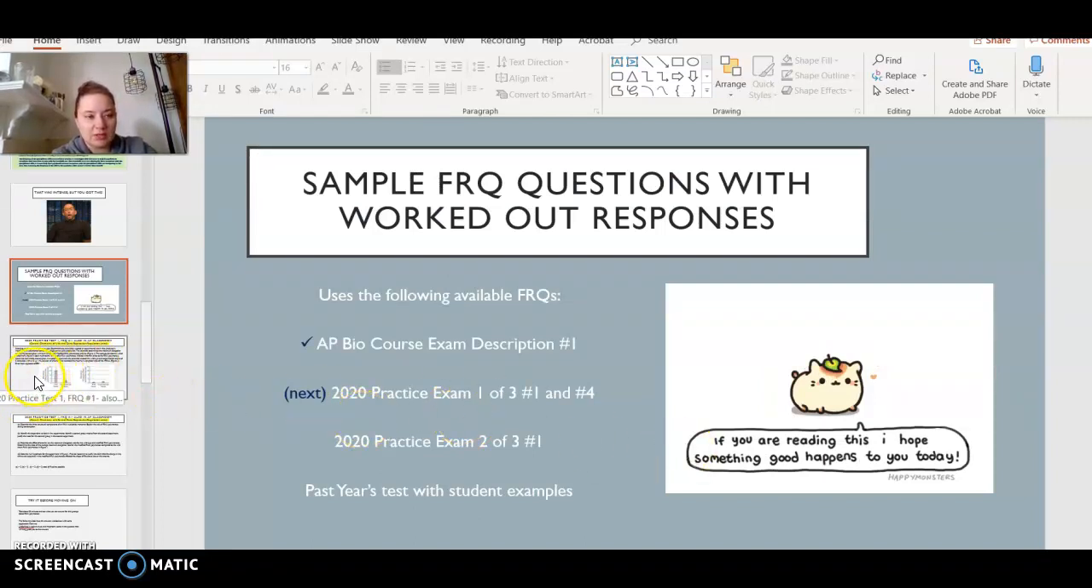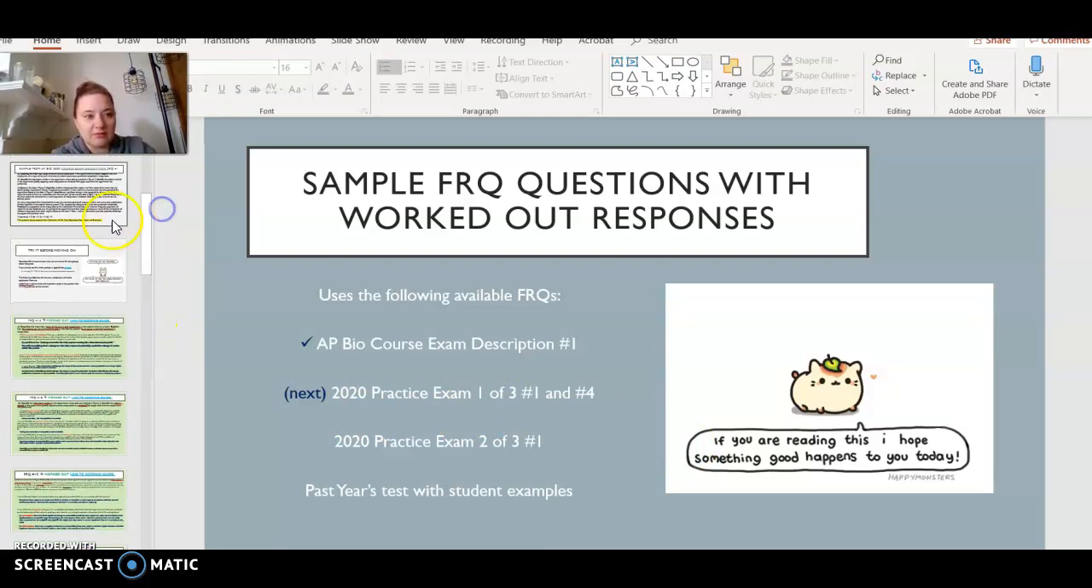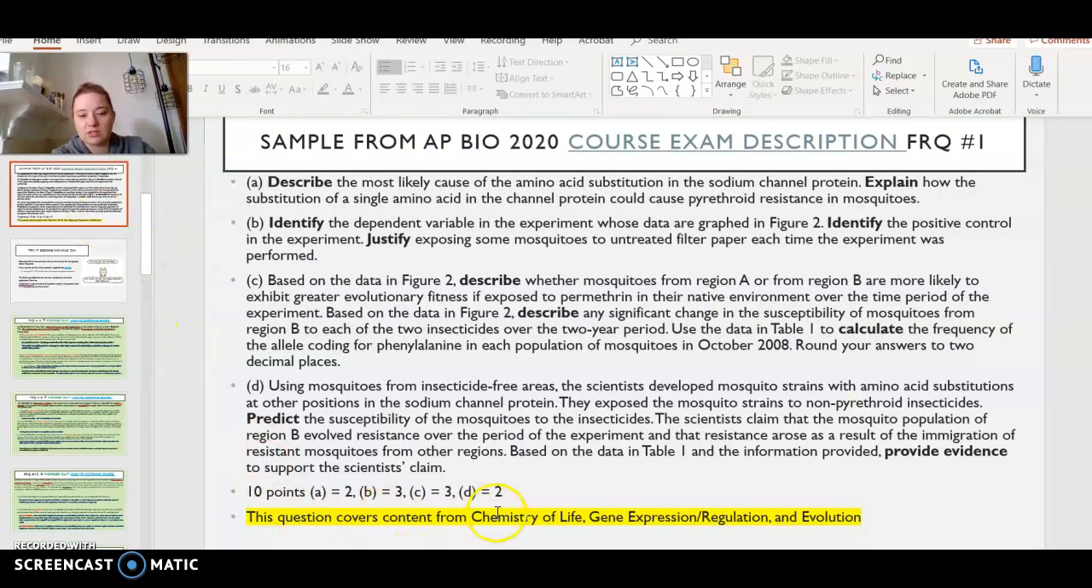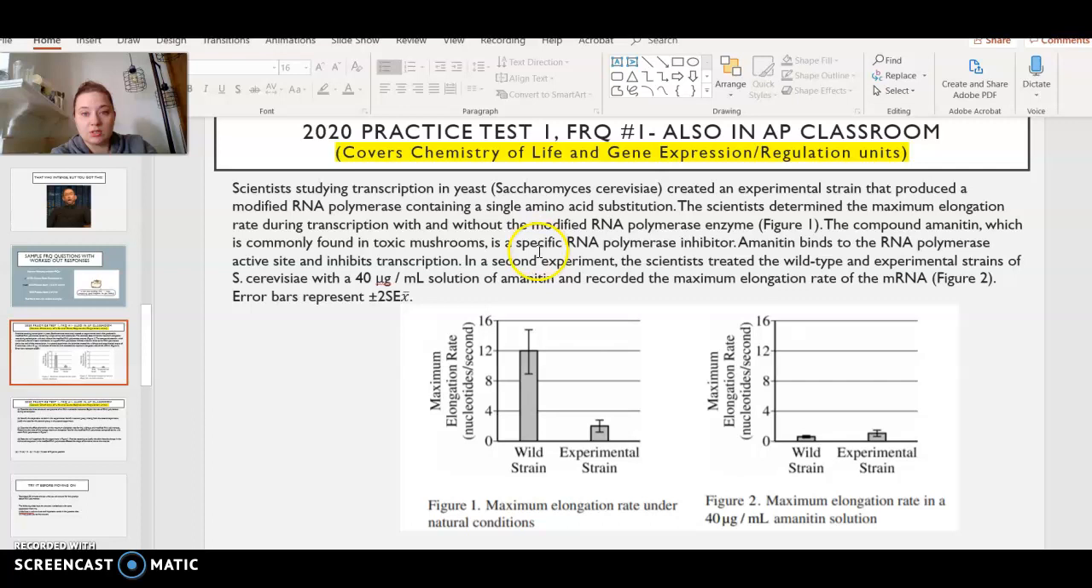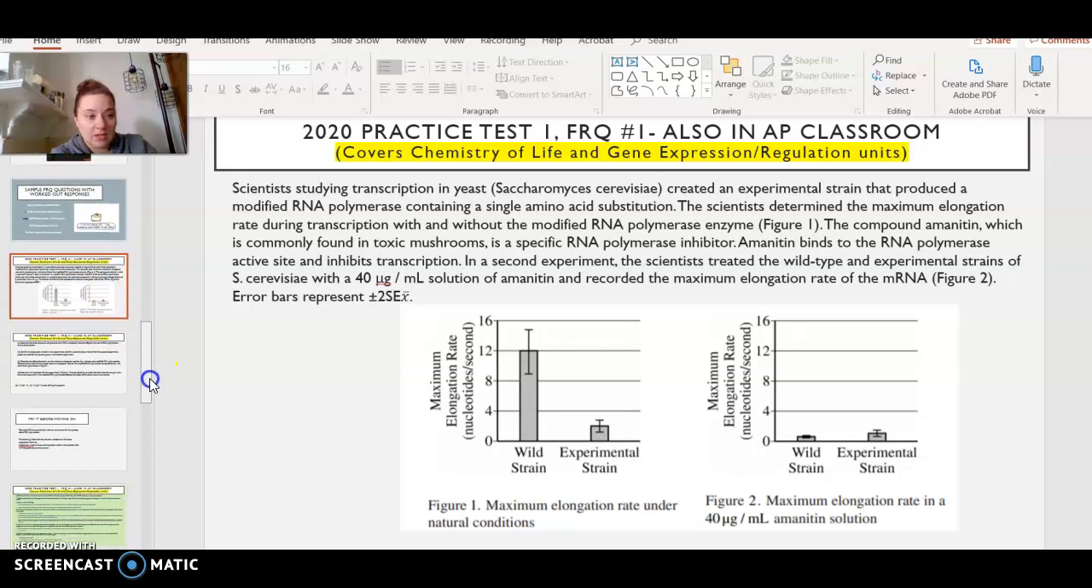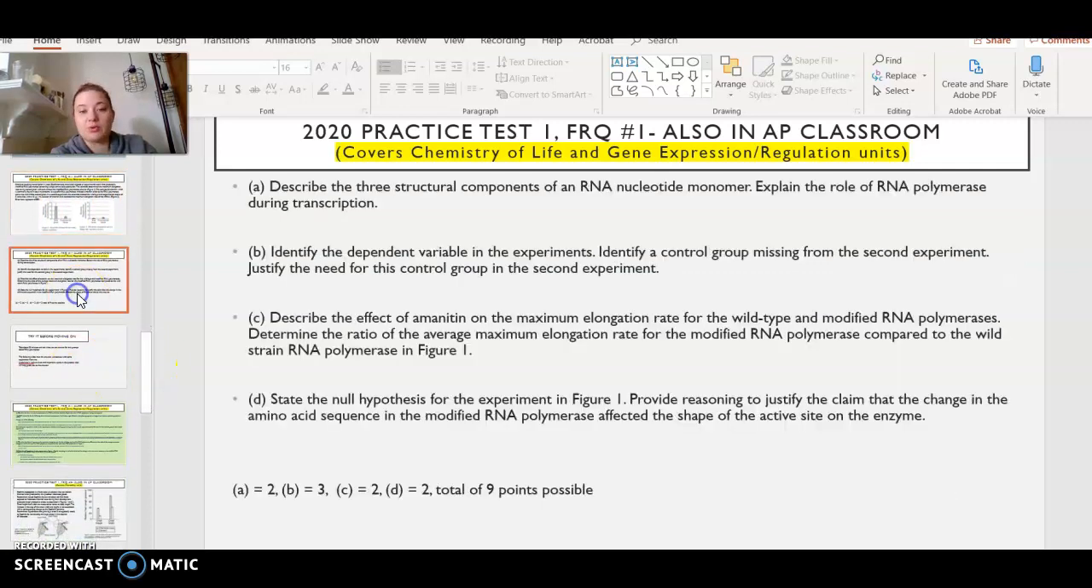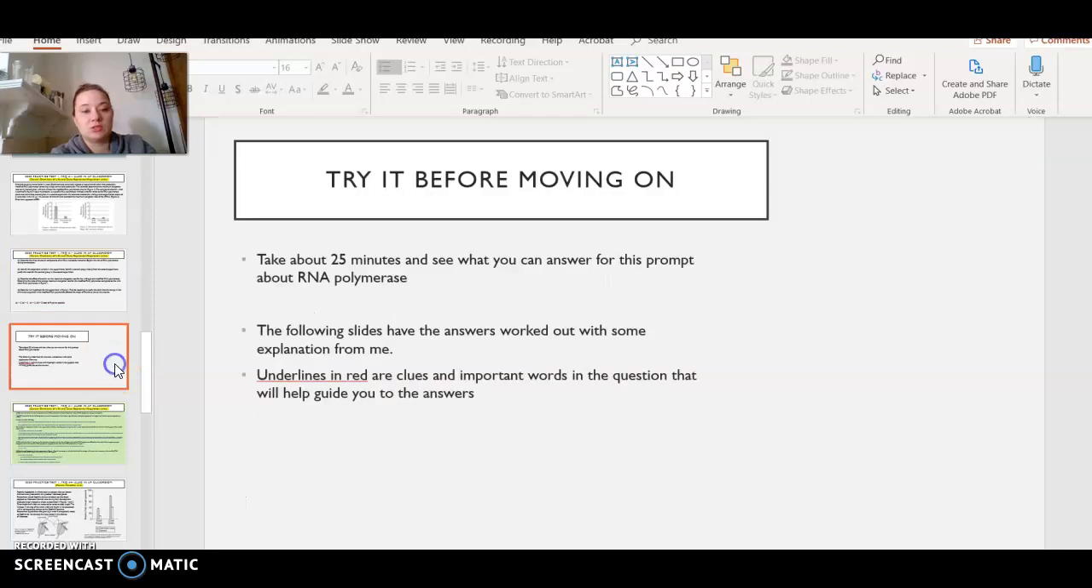The next one also, so this first question that we did still had a little bit of evolution in it. You could see it covers content from the chemistry of life unit, gene expression and regulation unit, and evolution. So if you're looking ahead, this next question from the practice test number 1 covers chemistry of life and gene expression units again. And then there's the prompt, there's the ABC, what to do, and then wait before moving on, then the answer.